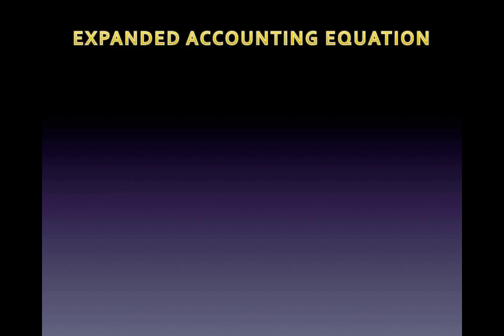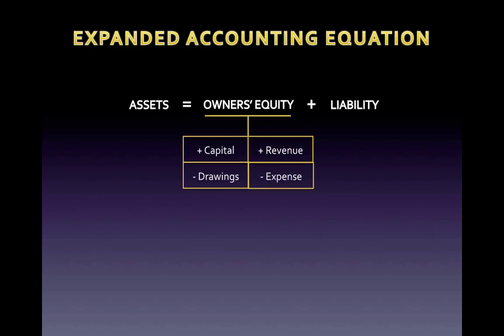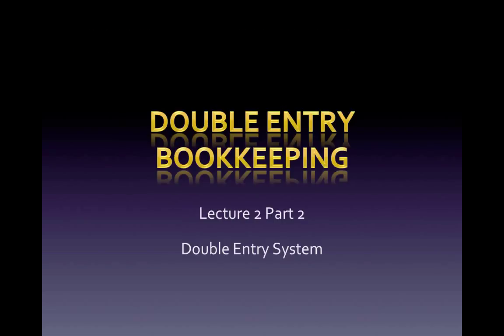So now we can expand the accounting equation that we started out with, because the owner's equity can be broken up into four components. Capital, which increases owner's equity, and drawings, which reduce owner's equity. Revenue increases owner's equity, but expenses reduce owner's equity. So that's now a more sophisticated look at the accounting equation.